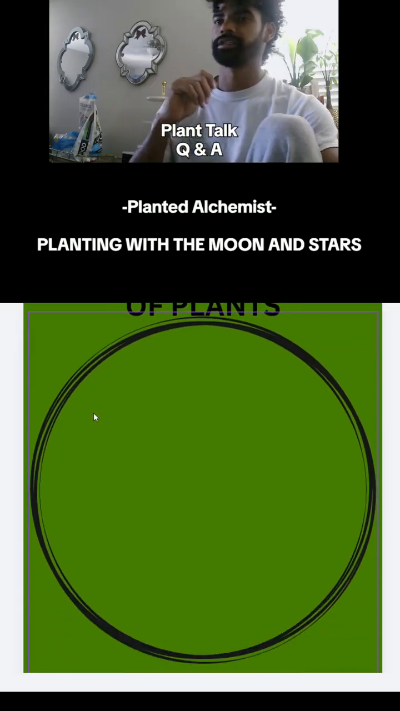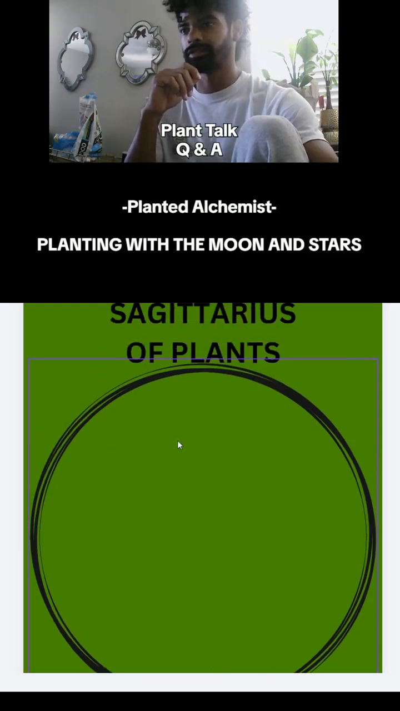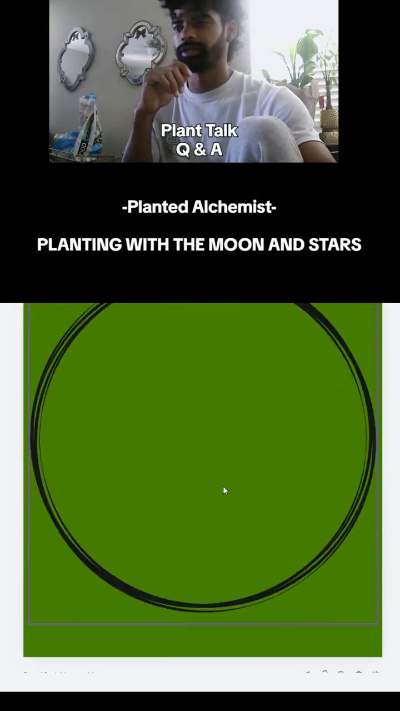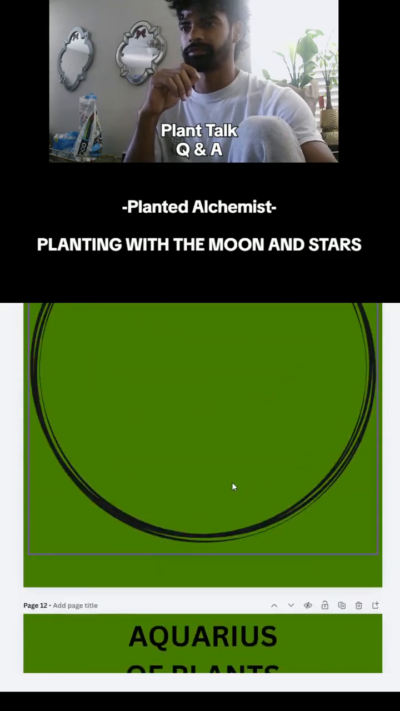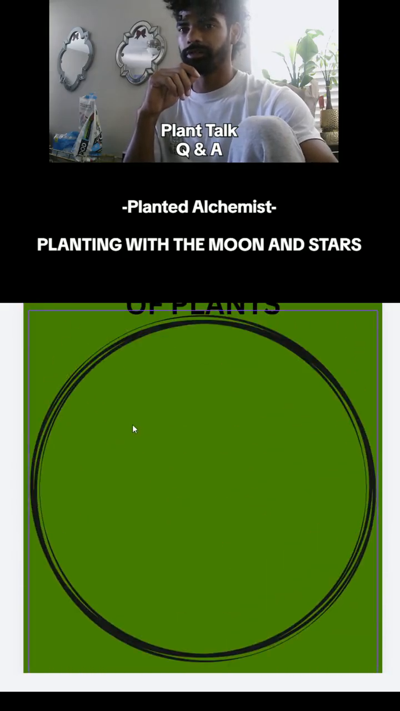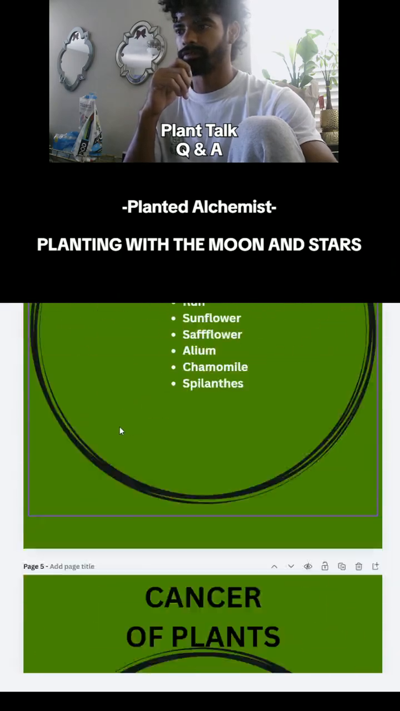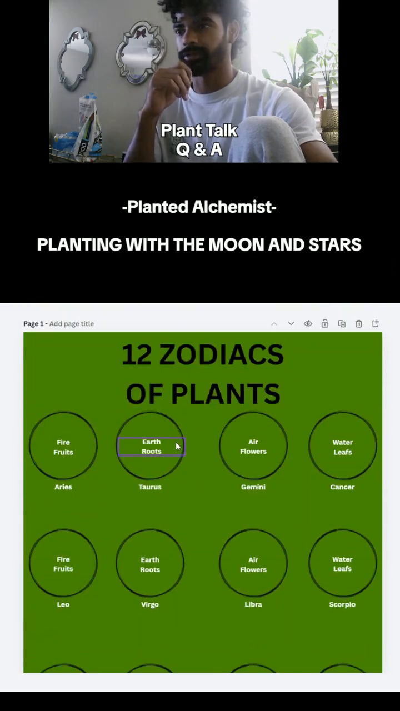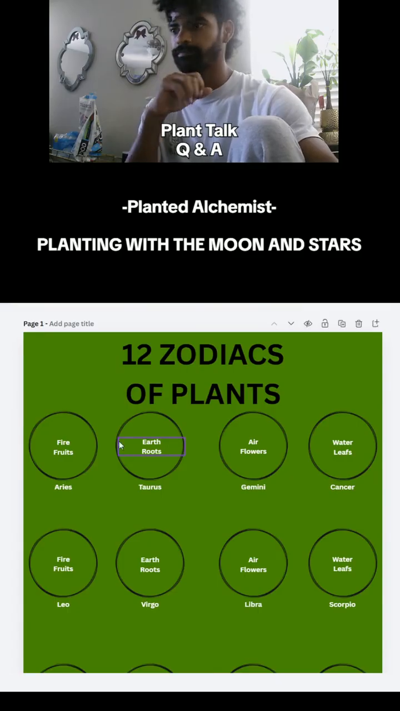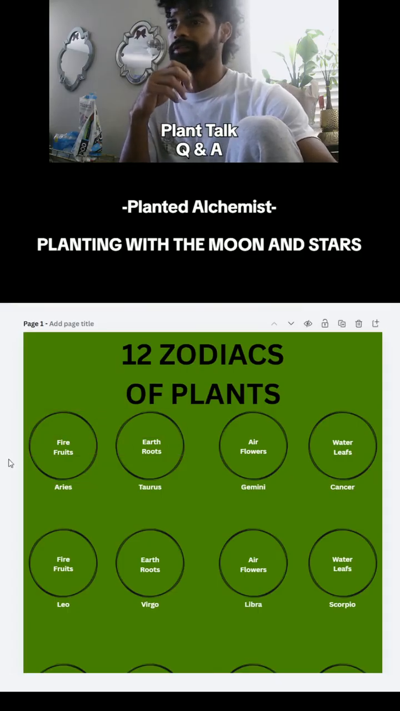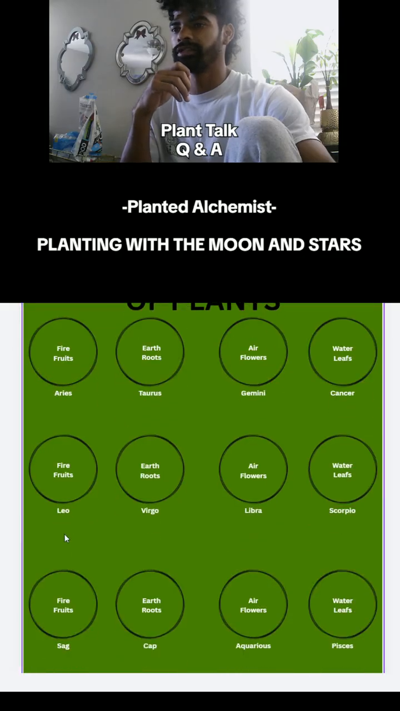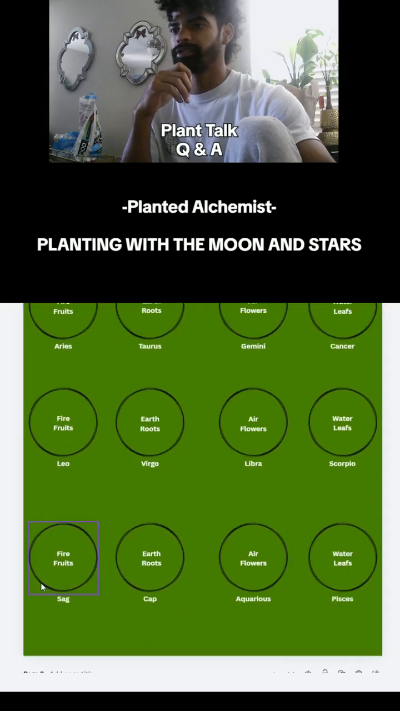Cool. Yeah, so today is going to be Sagittarius, Capricorn, Aquarius, and Pisces. So again, we mentioned before that we have our order. So all of our plants go in this specific order, starting from Aries, Taurus, Gemini, and Cancer, Leo, Virgo, Libra, Scorpio, Sagittarius, Cap, Aquarius, Pisces.